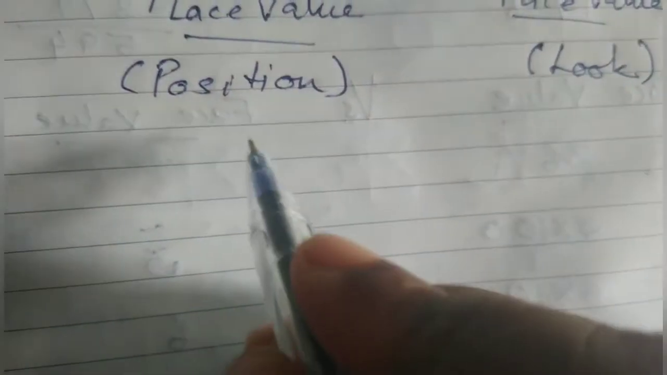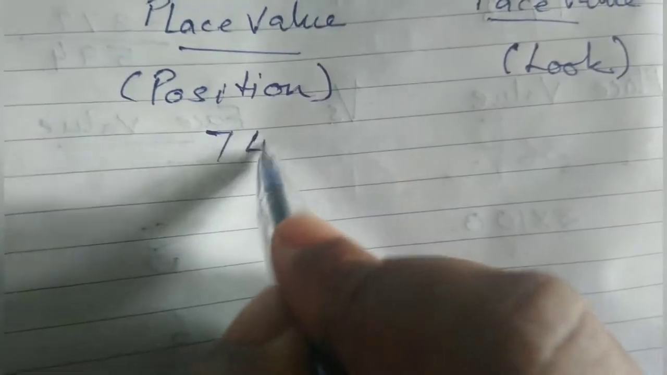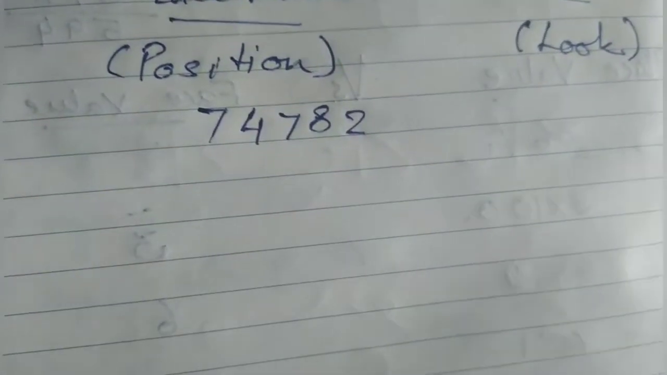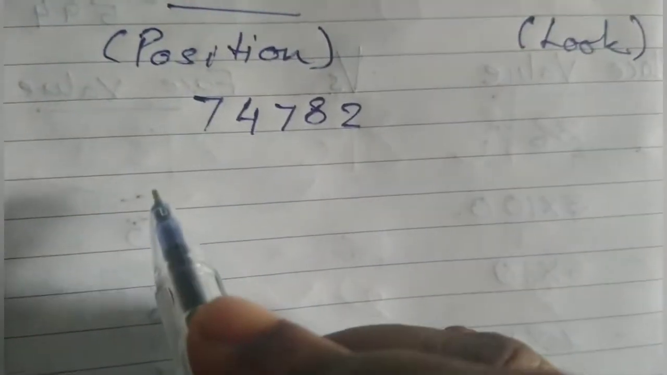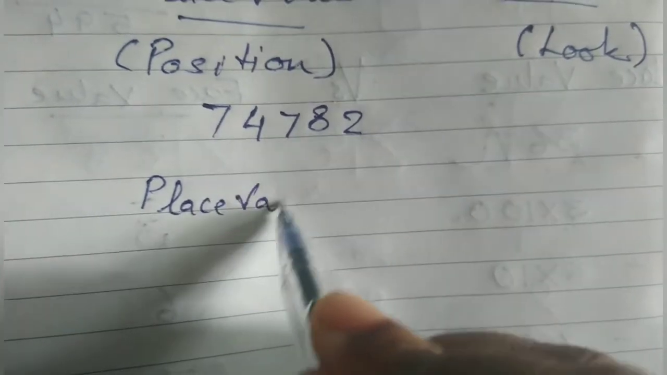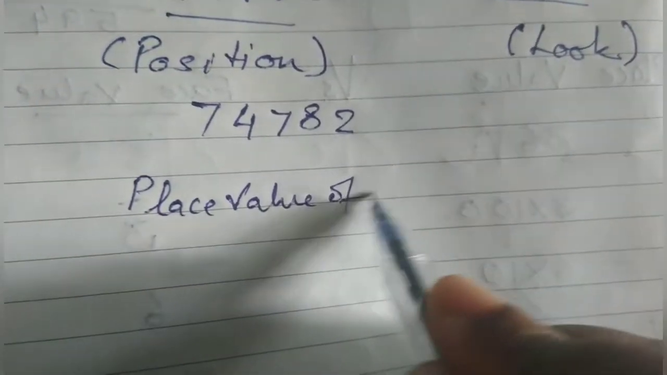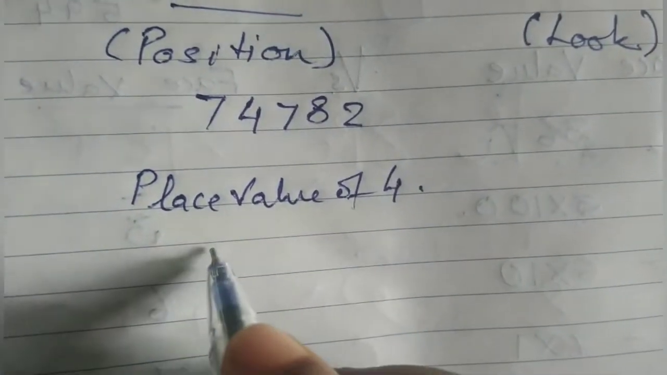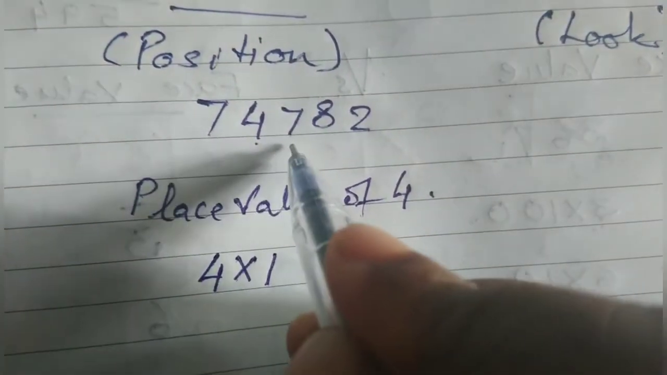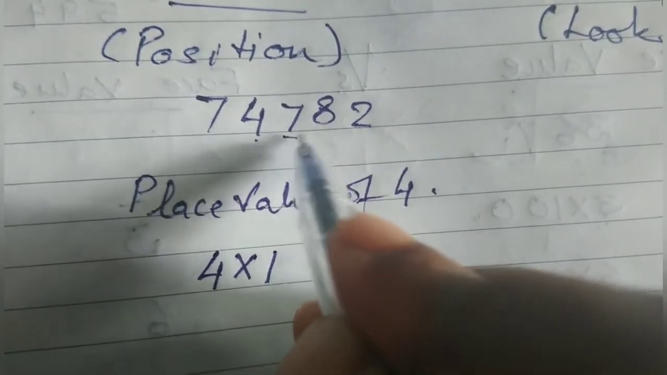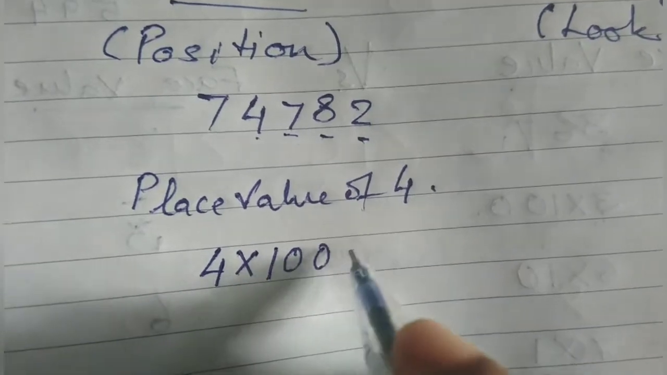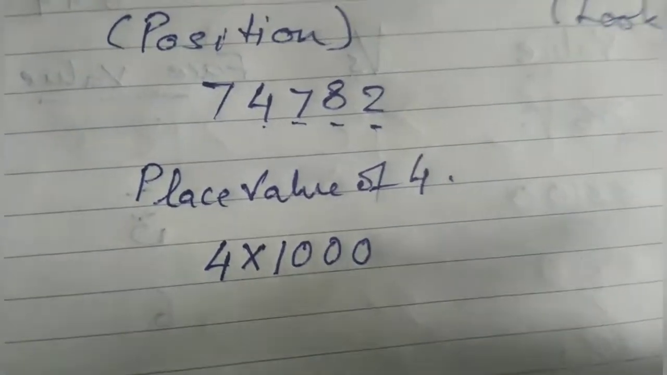Say for an example, I have the number 74782. So if I want to know the place value of 4, then what is the place value of 4? 4 into 1, and after 4 just find how many digits are there. 1, 2, 3 digits. Likewise we will put 3 zeros. So this is the place value.